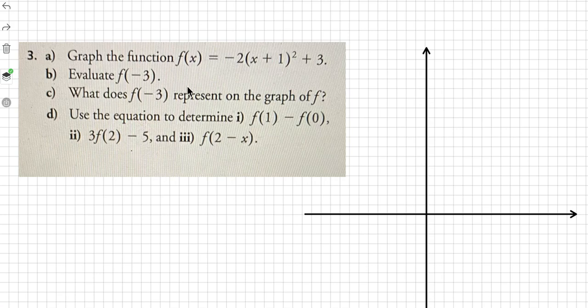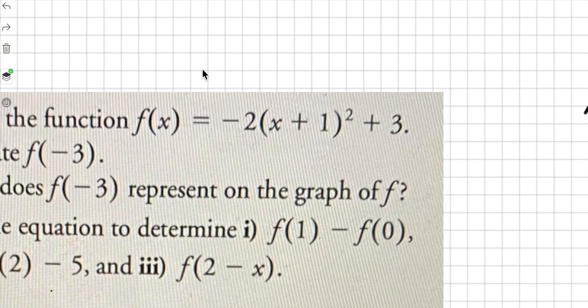So here the question is asking to graph this function. This function that we see here looks like the vertex form, y equals a(x minus h) whole squared plus k. Every single time they're asking to graph the vertex form of a quadratic, I just need to find out the vertex here.